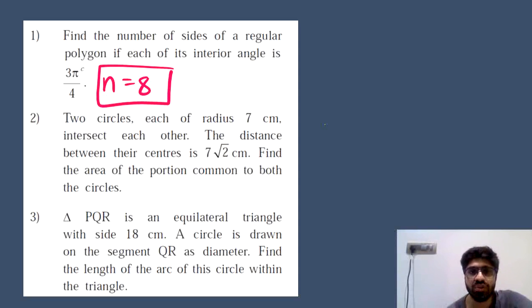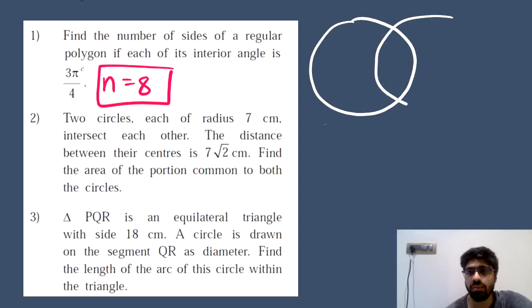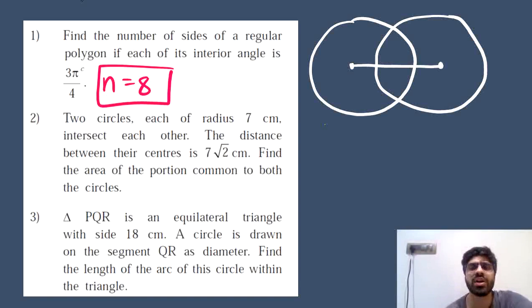There are two circles each of radius 7 centimeters which are intersecting each other. Okay, so that's one circle and that's the other circle. Both are of radius equal to 7 and they are intersecting each other. Fine. The distance between their centers is 7 root 2. Okay, so that tells me a lot about what the diagram is going to be like, because this is 7, and this is already 7 root 2. The length of this line joining their centers is 7 root 2.